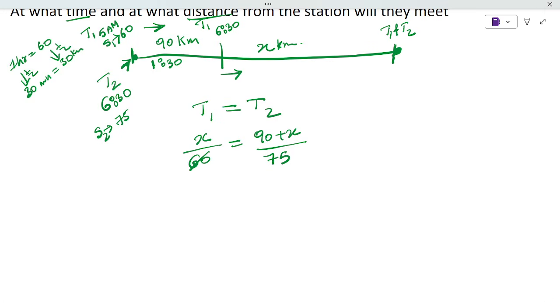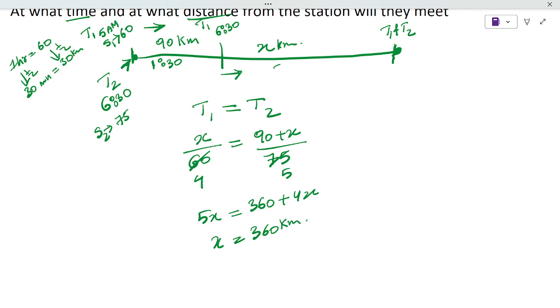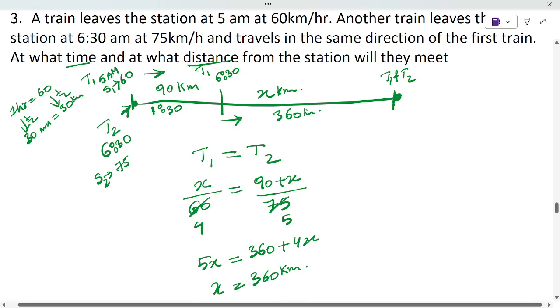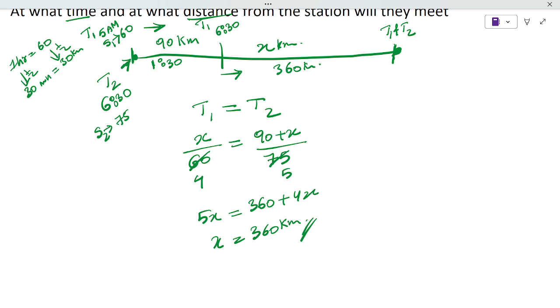5x will give us, cross multiply, 360, and here we have 4x. When we do 5x minus 4x, we get x is equal to 360 kilometers per hour. Now we know the distance from here till here is 360. So the answer for the distance is 360, but we need to find the time.